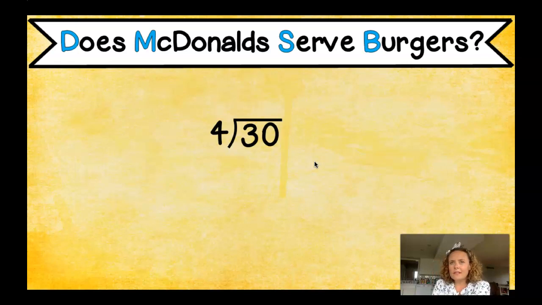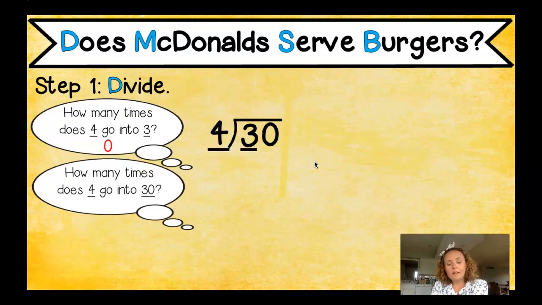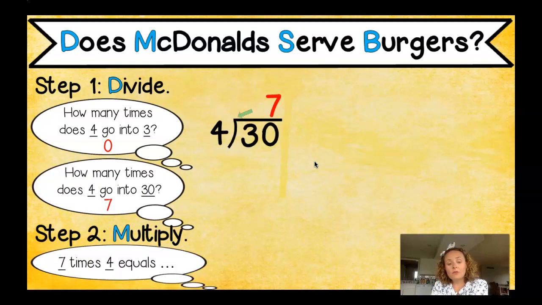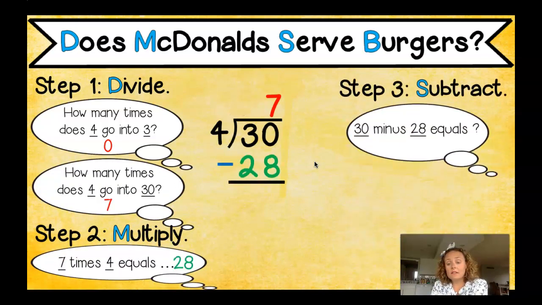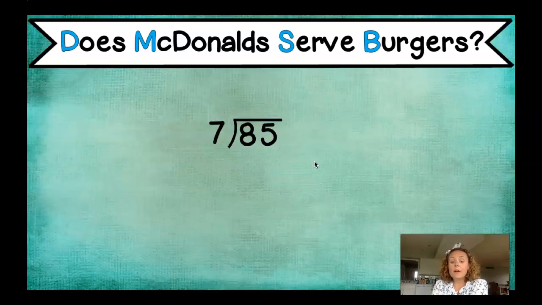How about 10 4s? No, that'd be 40. How about 9 4s? No, 36. How about 8 4s? 32. How about 7 4s? You got it, that's 28. So we divide, we put our 7 up there. 7 times 4 is 28. Subtract, nothing to bring down. So we've got 7 remainder 2. 7 times 4 is 28, plus 2 more is 30. We know we're correct. Pause the video, give it a shot.